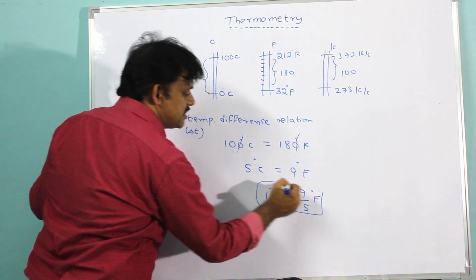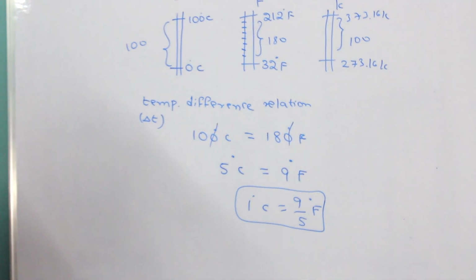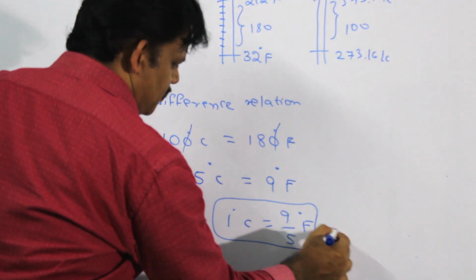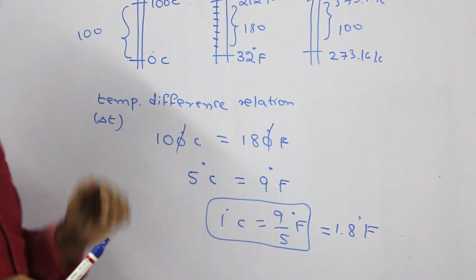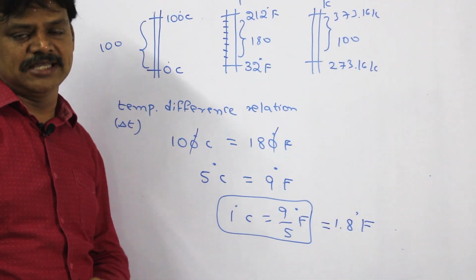Note, this is the temperature difference relation. This is not the temperature relation, it is the temperature difference relation. Okay. What is the value of 9 by 5? 1.8 degrees Fahrenheit. So for every temperature rise of 1 degree Celsius, there will be a rise of 1.8 degrees in the Fahrenheit scale. Clear?